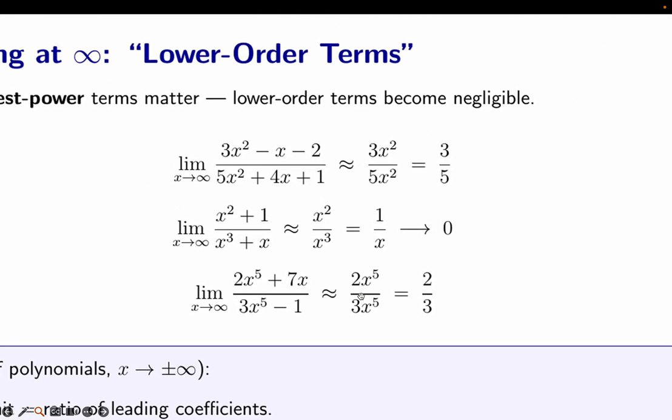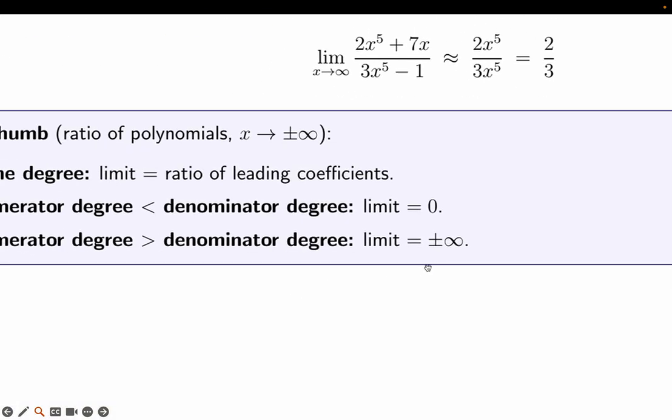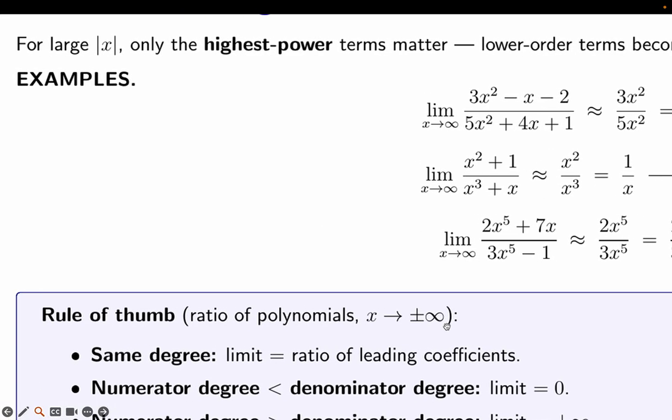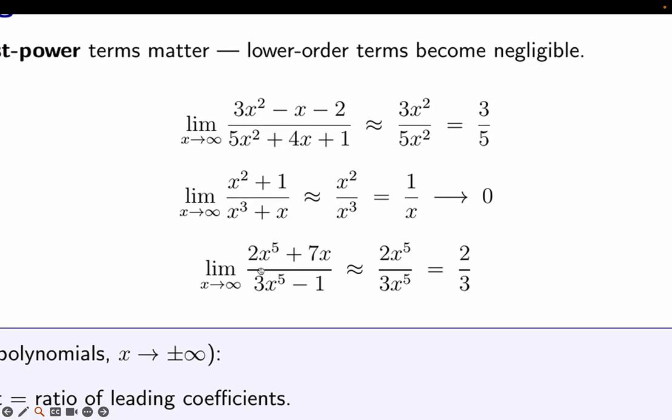If the numerator is bigger than the denominator, that's the case I want. Then this limit would be infinity, right? Because the power on top would be so big that it will go to infinity. Sorry about that typo. I'll fix that in the slides. Okay, so again, just a quick recap. Sorry again for the typo.